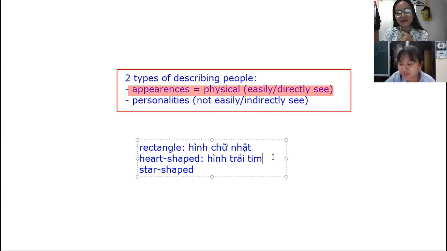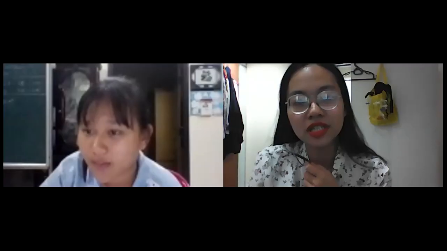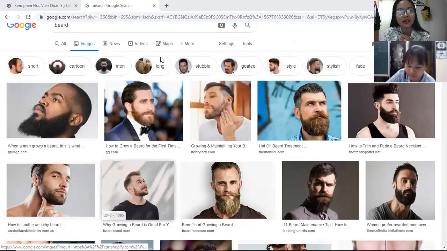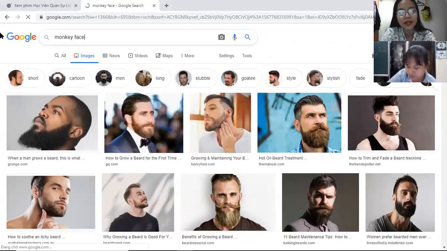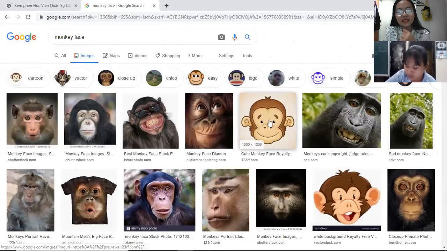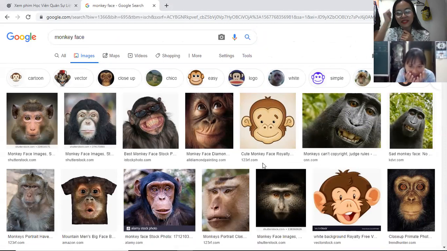Okay. If I talk about the Earth shape, the first thing I see is the monkey face. We talk about the Earth shape face. Okay, the first thing I see, I think, is a monkey face. Okay, can you see this one is the Earth, right? Is it the Earth? Yeah. Okay, the first thing I think is a monkey face.